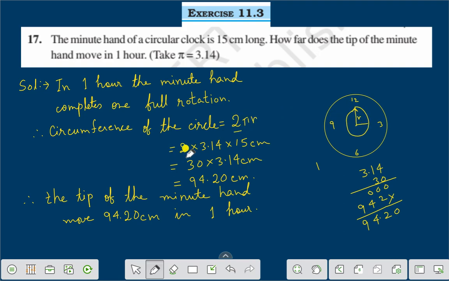And that we are getting 94.20 centimeter, right? Therefore, the tip of the minute hand will move 94.20 centimeter in 1 hour.